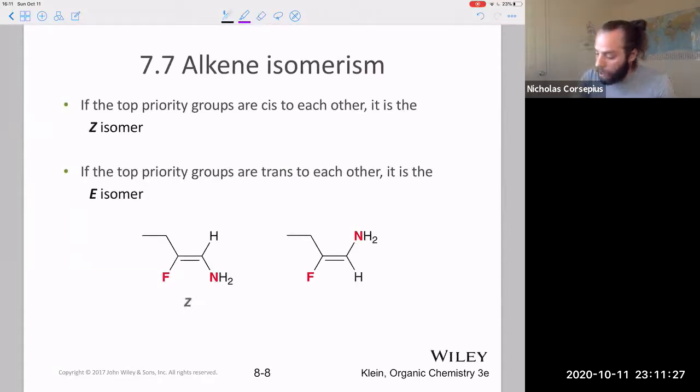If those two high priority groups, again, chop at the double bond, high, low, high, low, were on opposite sides, that would be the E isomer. Okay, but just like we included R and S into our nomenclature for the alkyl halides and the alkanes, we're going to have to include our stereochemistry in our nomenclature for alkenes as well.